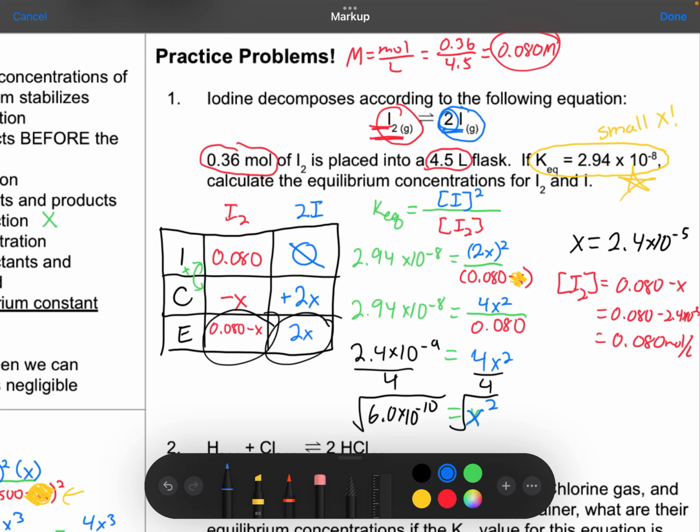For my I concentration, so that's going to be my product, this one, I find that that is equal to 2 times my x value, which was 2.4 times 10 to the negative 5th. And so I can say that that is 4.8 times 10 to the negative 5th, and that is, again, moles per liter. And again, we have another done ice table.